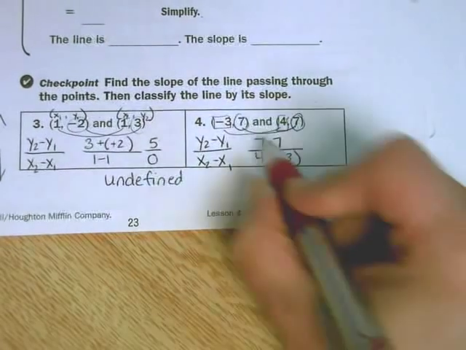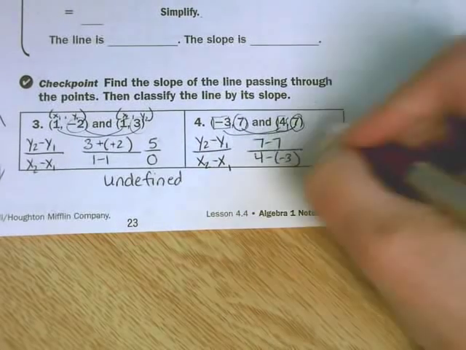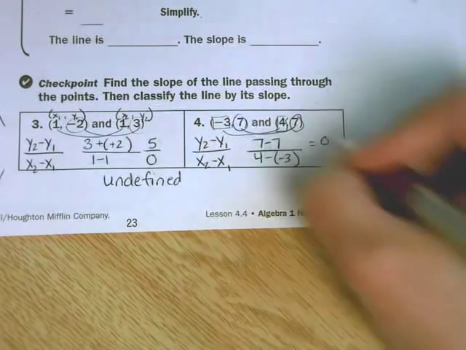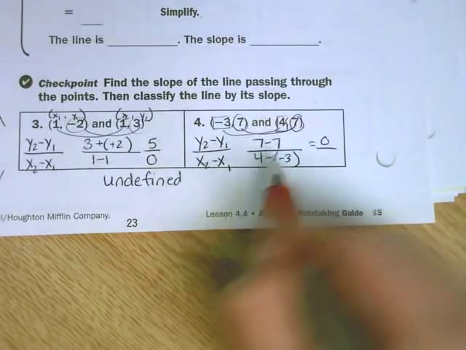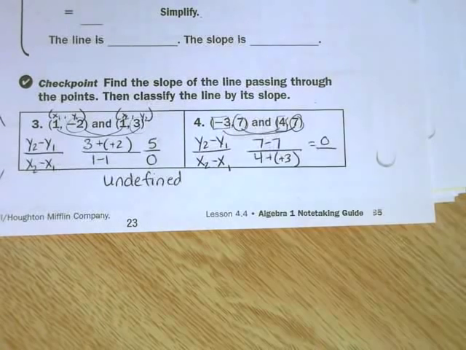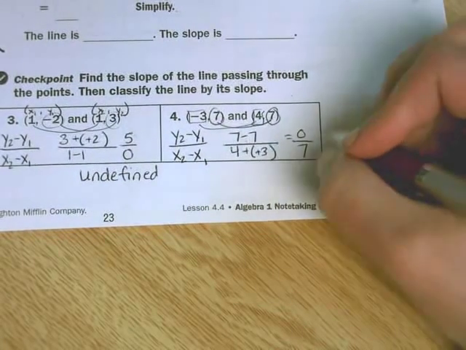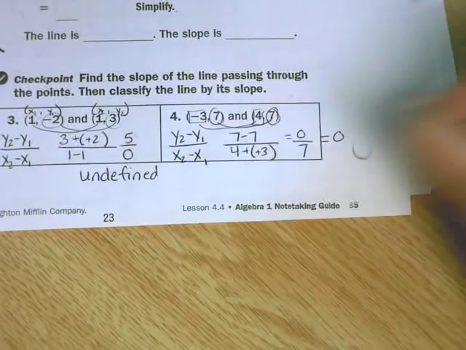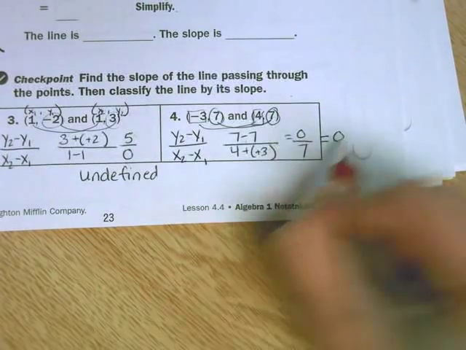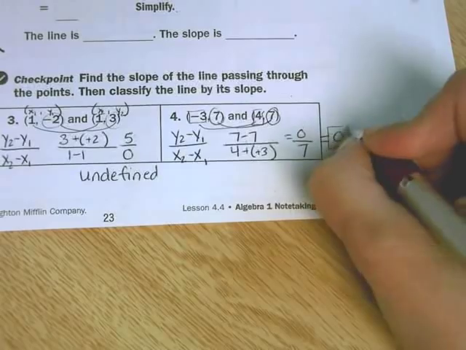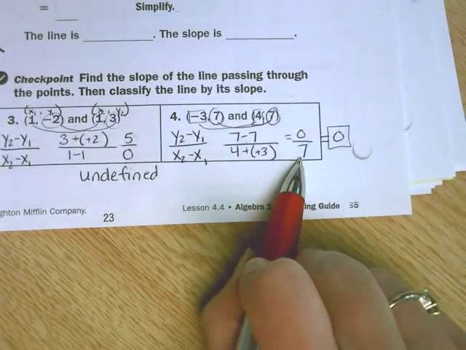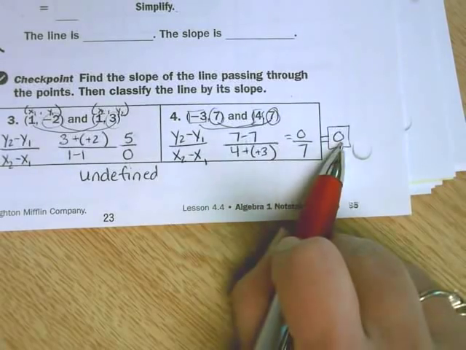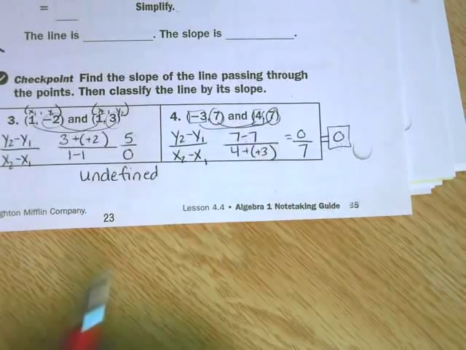So on the top, 7 minus 7, that's giving us 0. What do we get on the bottom? Minus a negative becomes plus a positive. So we get 4 plus 3. So 0 divided by 7, is that undefined? No, 0 divided by 7 is just equal to 0. And you would need to simplify that all the way down to 0, because 0 divided by 7 wouldn't really stay that way. We would move it down to 0. That's the simplest form for that kind of slope.